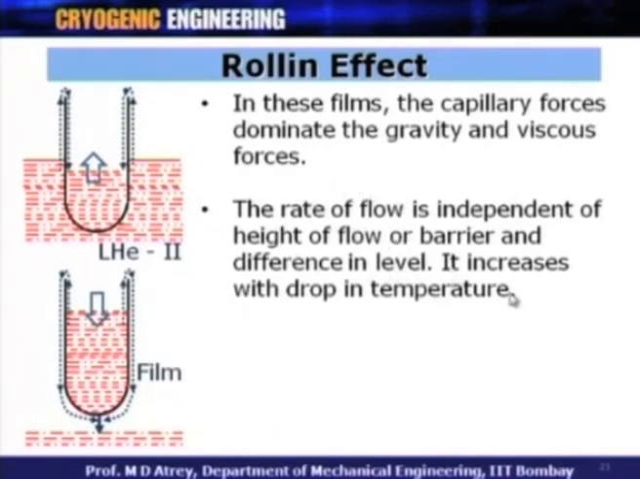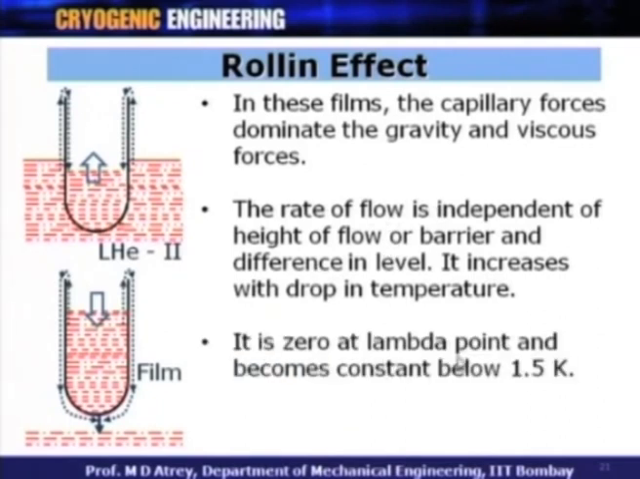Normally, it would have been a function of all these parameters, but in this case, it is not. It increases with the drop in temperature. So, as you go down below the lambda temperature, as you go towards 0 Kelvin, this effect will show. It is 0 at the lambda point, that is 2.17 Kelvin, and below 1.5 Kelvin, the rate of flow becomes constant.